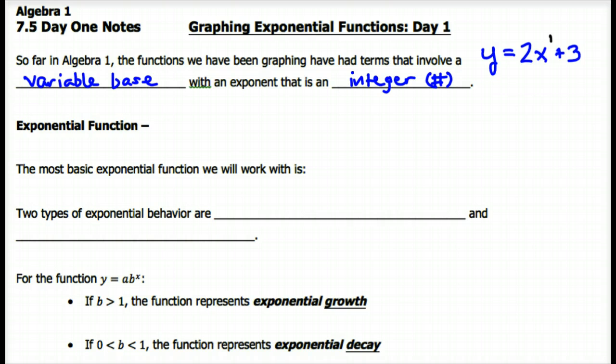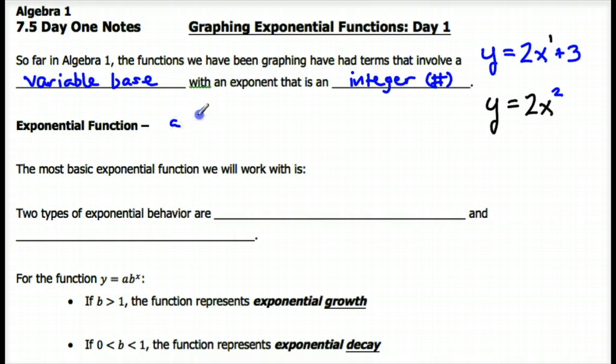Last year when we first learned about how to graph and how to make a table of values, you would sometimes graph equations that looked like this. You might graph something that looks like y equals 2x squared, and so that would be an example of an equation where the variable is still a base, but the exponent is a 2. But now we're going to be looking at equations where the variable is not the base, but the variable is instead the exponent. And so that's what an exponential function is.